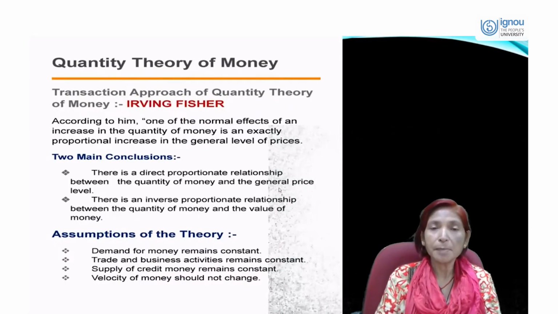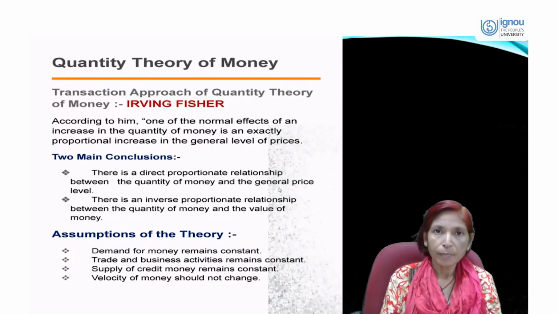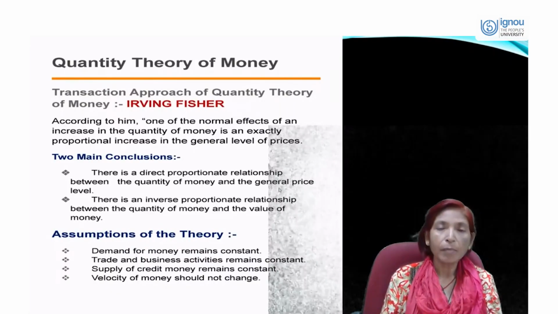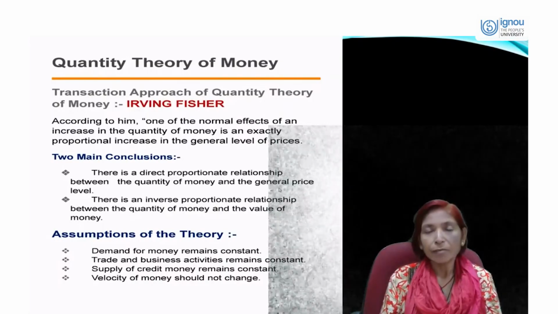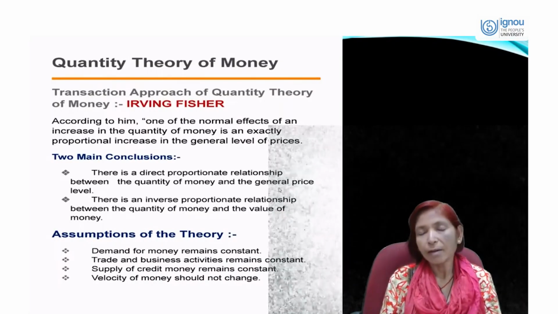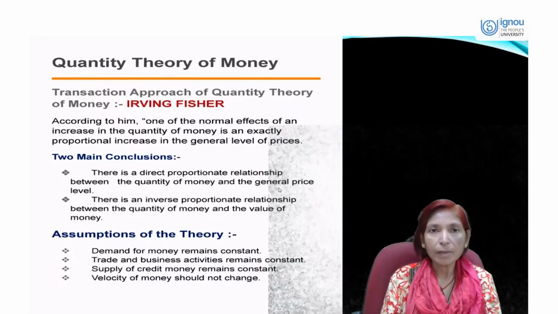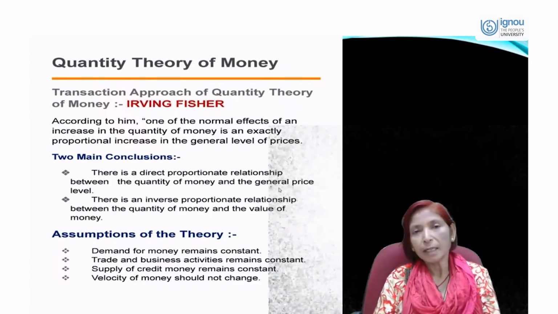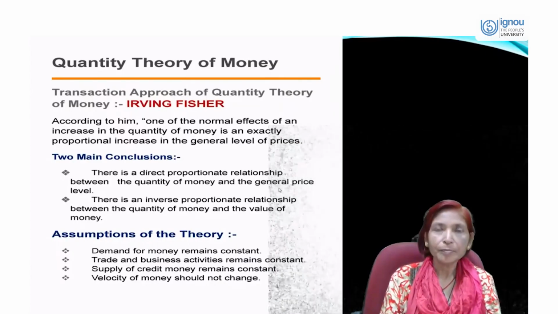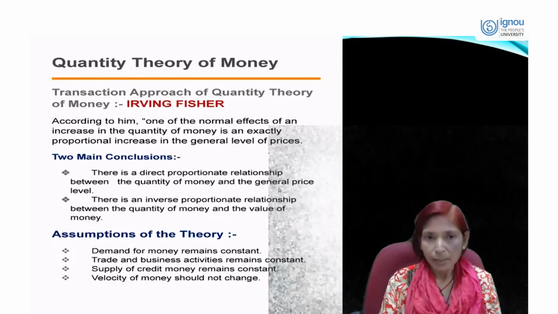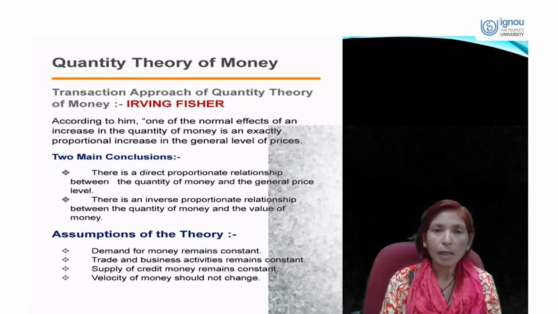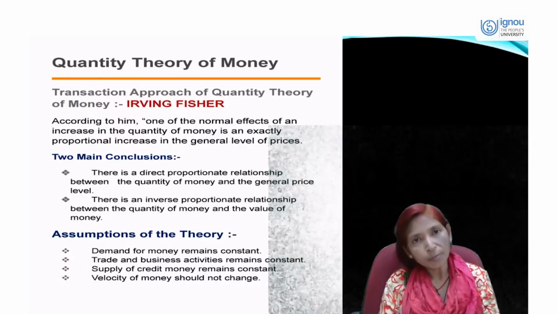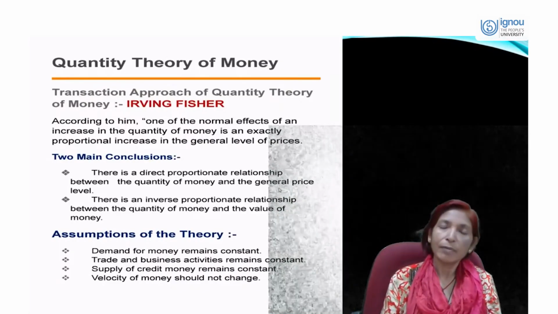And how can we assume that speed of money remains constant? Velocity of money should not change according to this theory, but in reality, velocity or circulation of money can never remain constant, can never remain fixed. It can easily change day by day. So these are the assumptions, and some other assumptions we can also explain in this quantity theory of money, which is propounded by Irving Fisher.